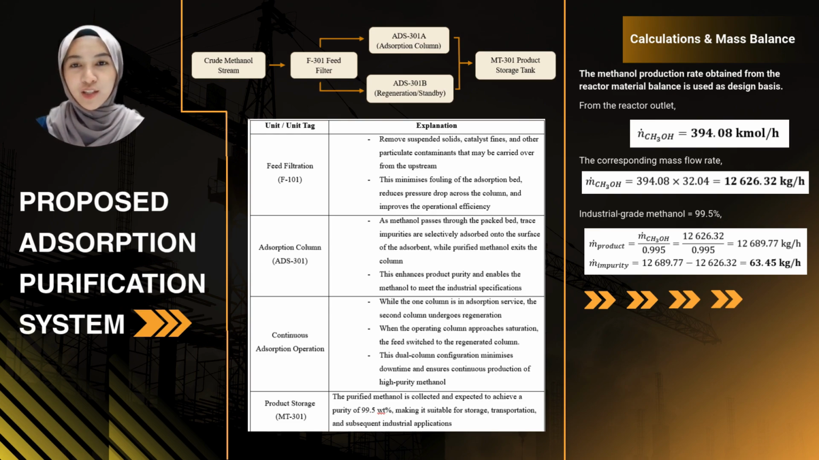After identifying the composition of the crude stream, the next step is to design a purification system capable of producing industrial-grade methanol.